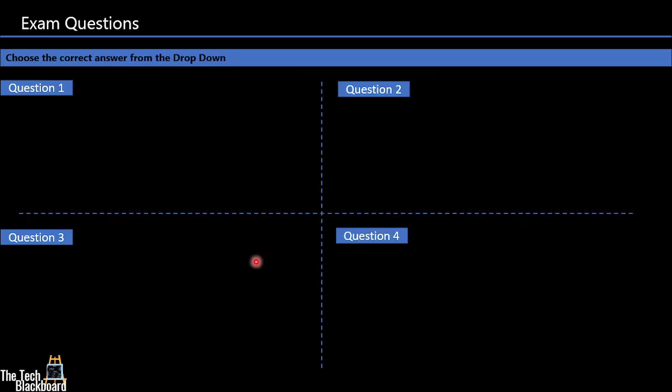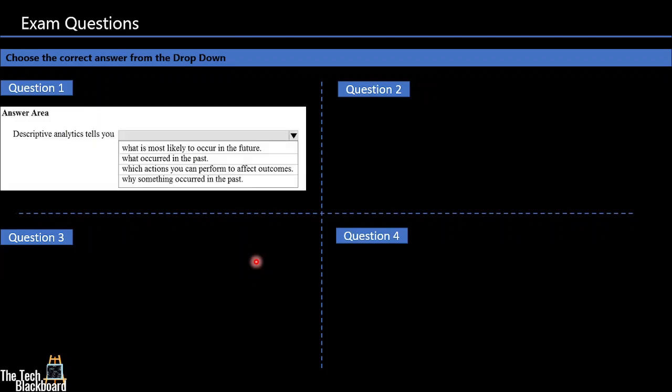As I mentioned in our last episode, there are multiple formats of questions. We are starting with the drop-down sort of questions. Our first question is, descriptive analytics tells you, and then you have to choose from all these four options given here in the drop-down menu. The first one says, what is most likely to occur in future? The second one, what occurred in the past? Third one is, which actions you can perform to affect outcomes? And the fourth one is, why something occurred in past.